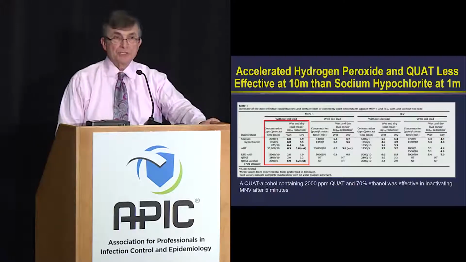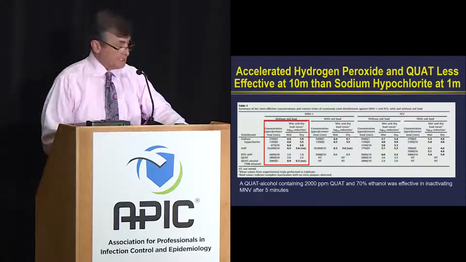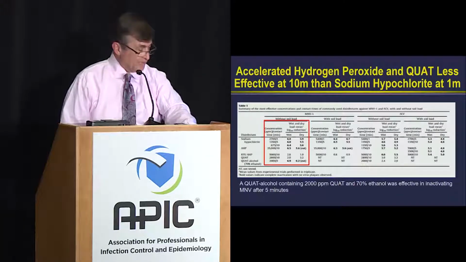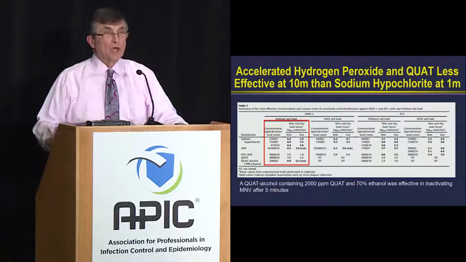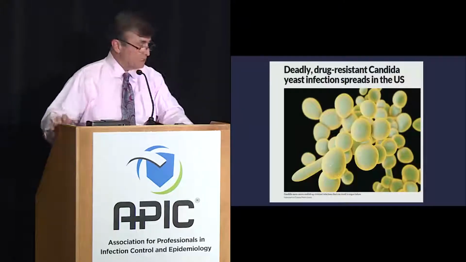You may also notice in the legend there, it talks about a quat alcohol containing 2,000 parts per million of a quat and 70% ethanol, was effective in inactivating the murine norovirus, which is an excellent surrogate for human norovirus, in 5 minutes.